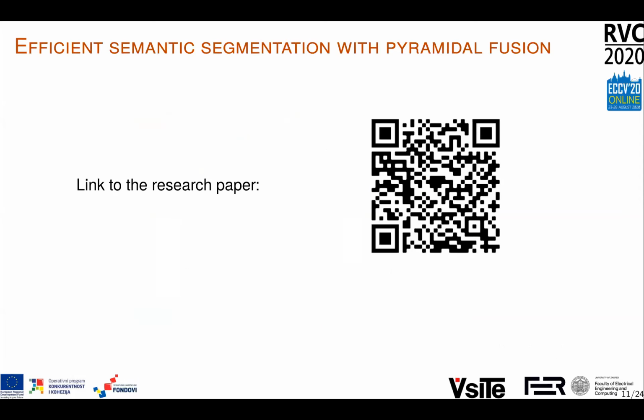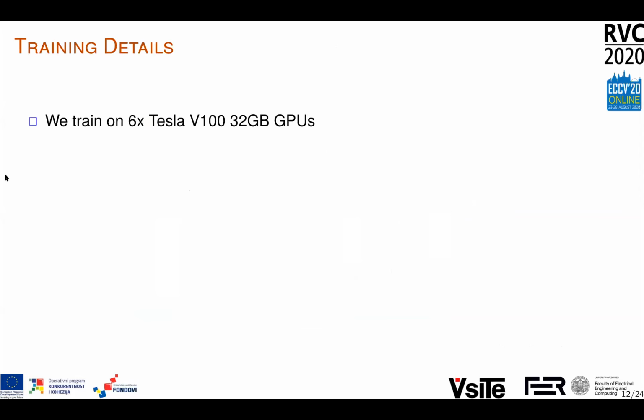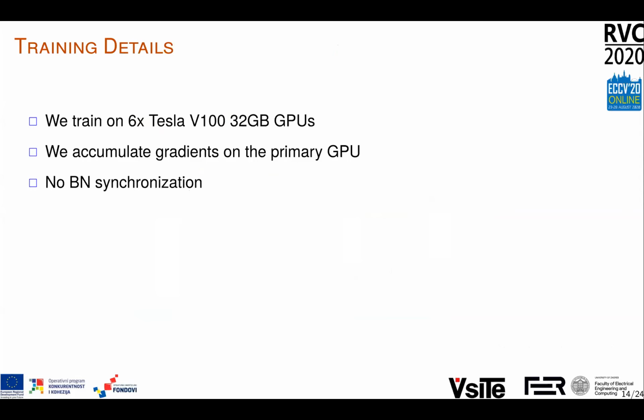For more information on the model architecture, please see our recent publication. We trained the model on 6 Tesla V100 GPUs. The usage of the GPUs was kindly granted by our partners from vSite. The gradients are accumulated on the primary GPU. However, we do not use BN synchronization.